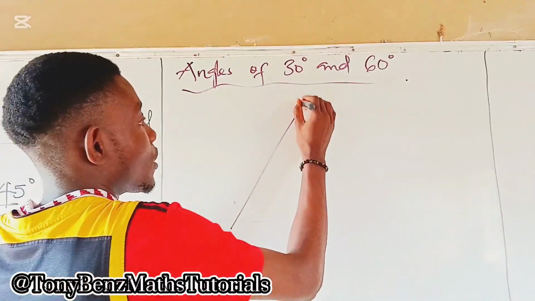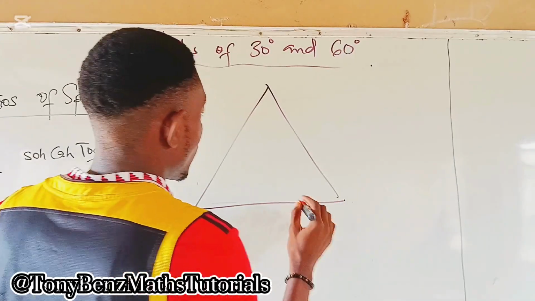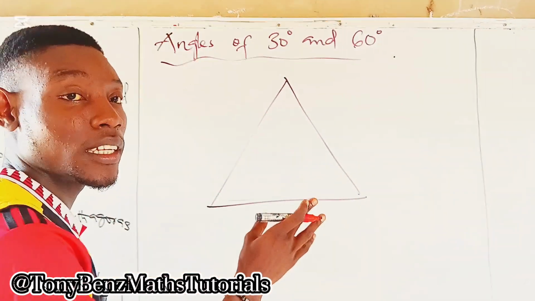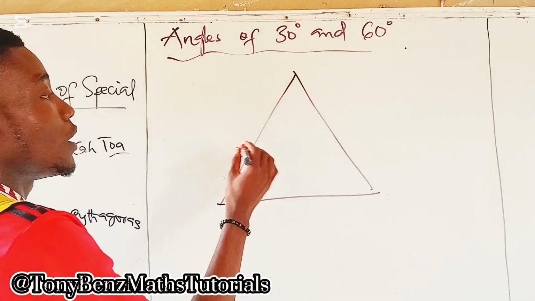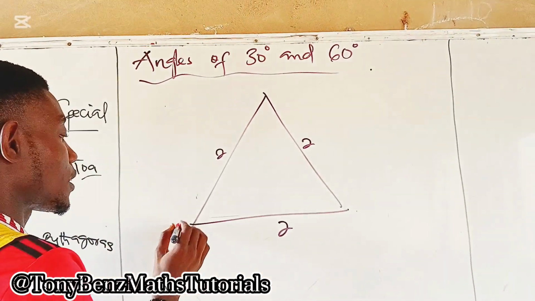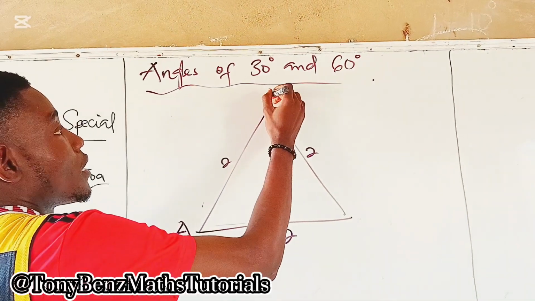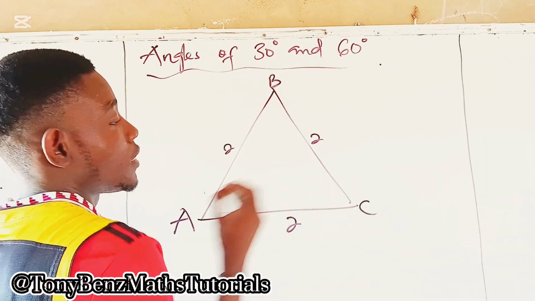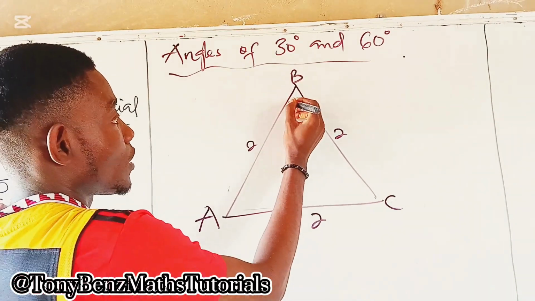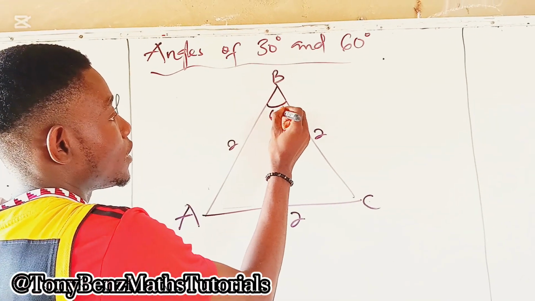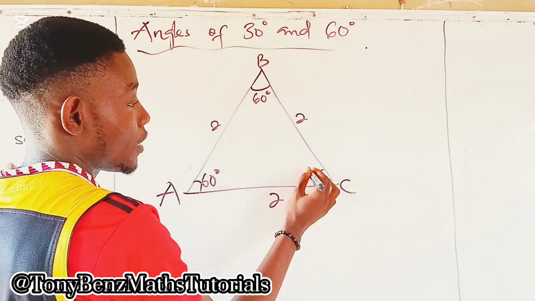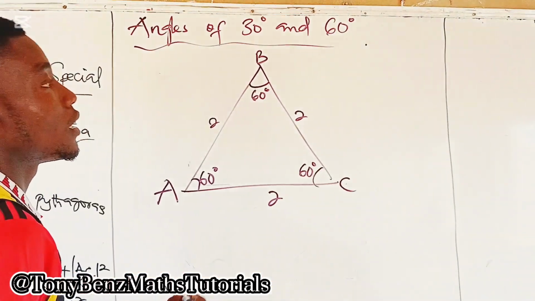Given an equilateral triangle like this, all the sides are equal and the inclusive angles are equal. Let here be 2, and here be 2, here be 2. Let's name this triangle ABC. Here is 60 degrees, here is 60 degrees, and here is also 60 degrees.